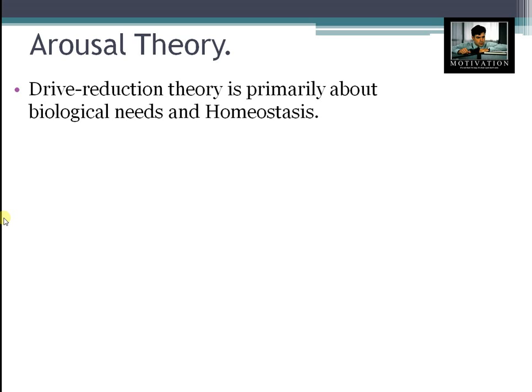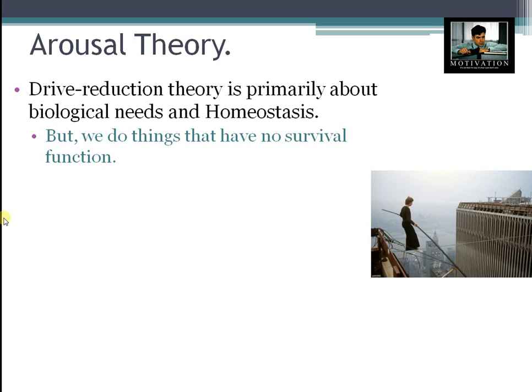Now, drive reduction theory is primarily about these biological needs and homeostasis, right? So maintaining our body. But oftentimes we do things that have no survival value, right? So for example, in the early 80s, a guy did a tightrope walk between the Twin Towers in New York City, right? Clearly this has no survival value. So what motivates this kind of behavior?